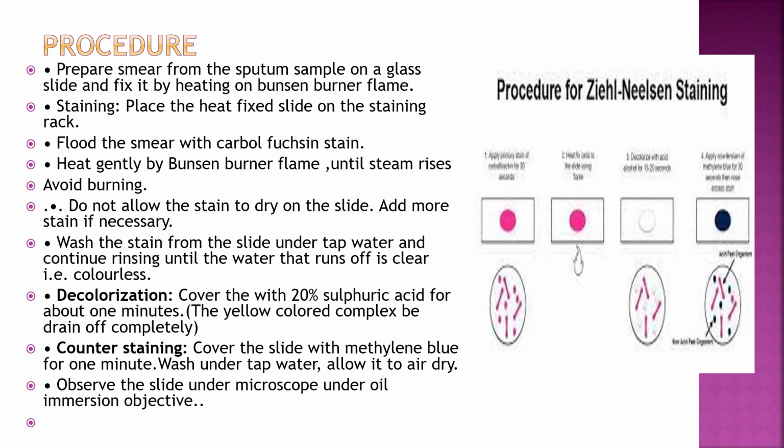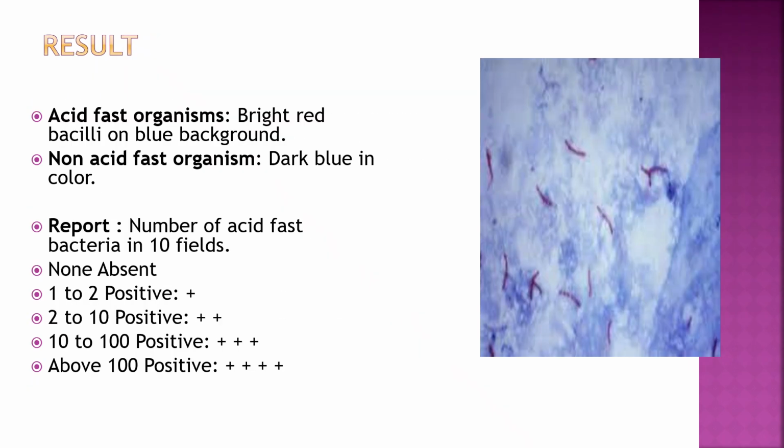Mycobacterium tuberculosis bacteria are seen as pink colored beaded rods, either single or in groups, and they are slightly curved. Here in this picture you can see the acid fast bacteria in a blue background. If you count in 10 fields and no bacteria are seen, it is absent; 1 to 2 bacteria is 1 plus; 2 to 10 bacteria is 2 plus; 10 to 100 bacteria is 3 plus; and more than 100, many clumps, is 4 plus. So this is the reporting system.